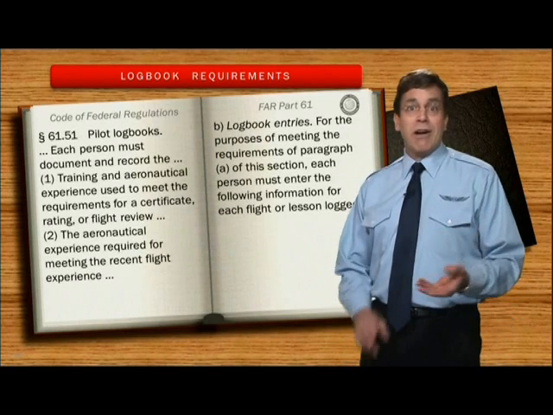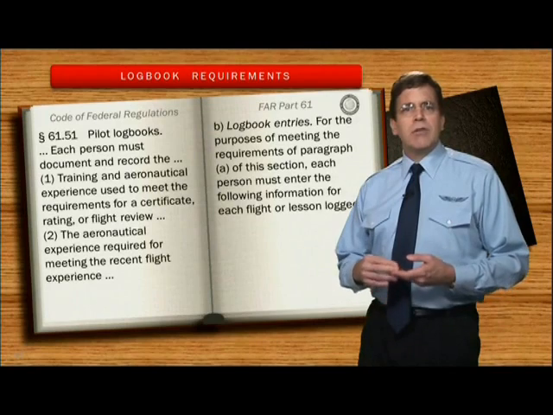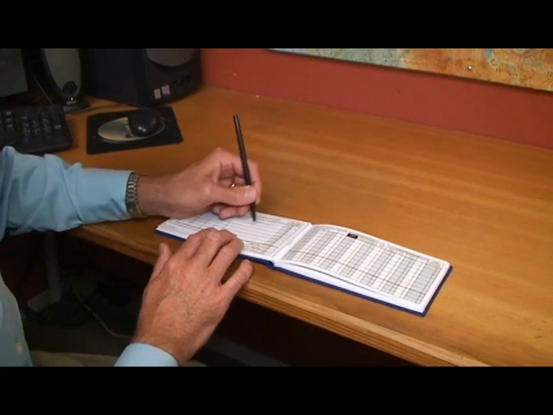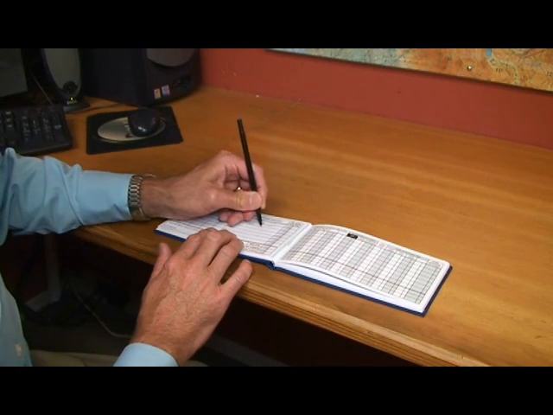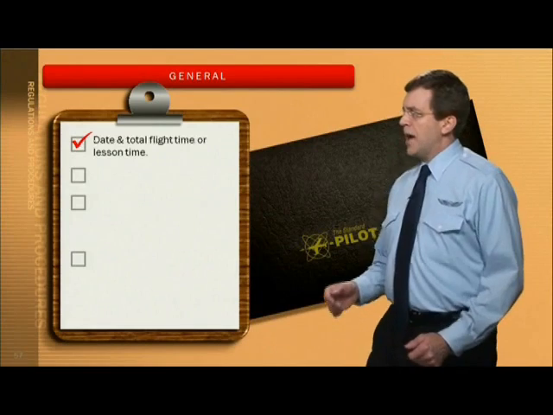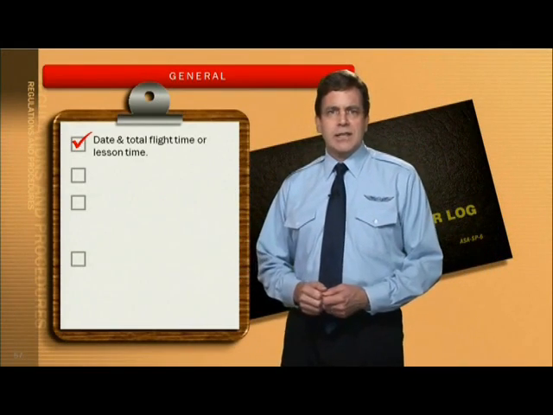Now there's a subparagraph B, logbook entries. For the purpose of meeting the requirements of paragraph A of this section, each person must enter the following information for each flight or lesson logged. First, we have general information and date and total flight time or lesson time.